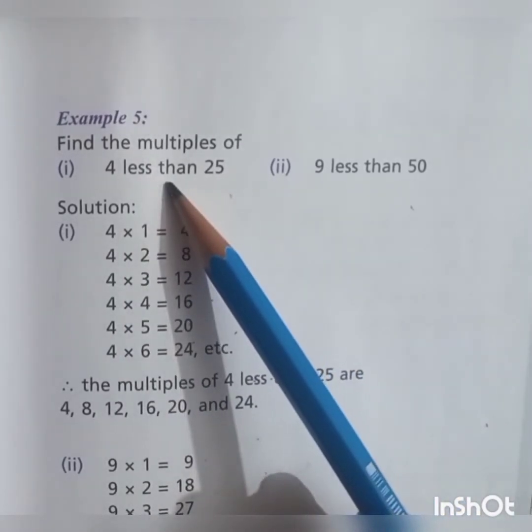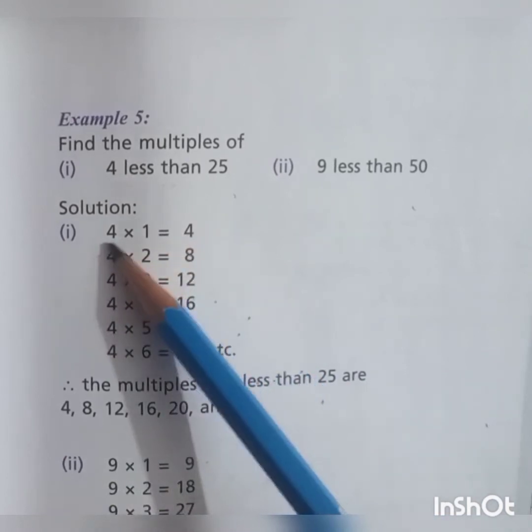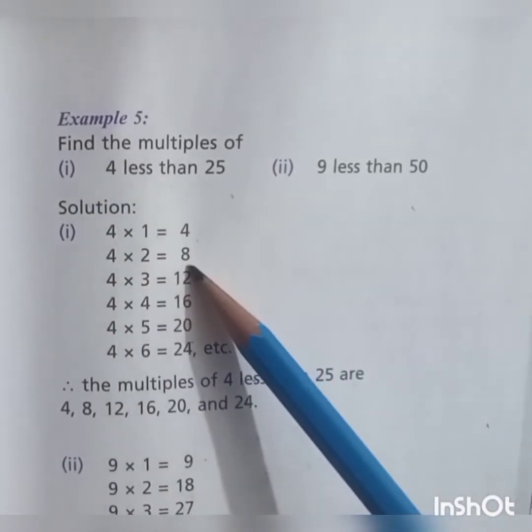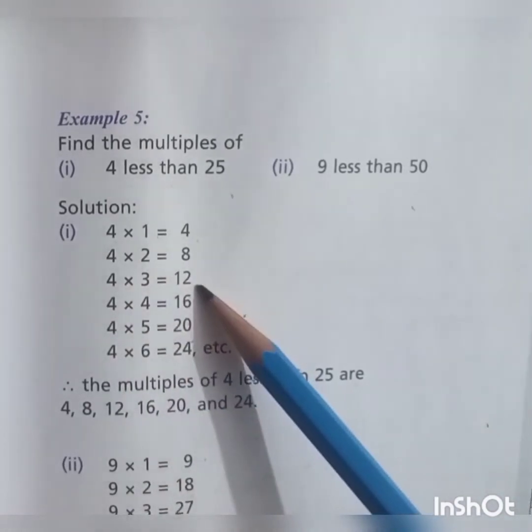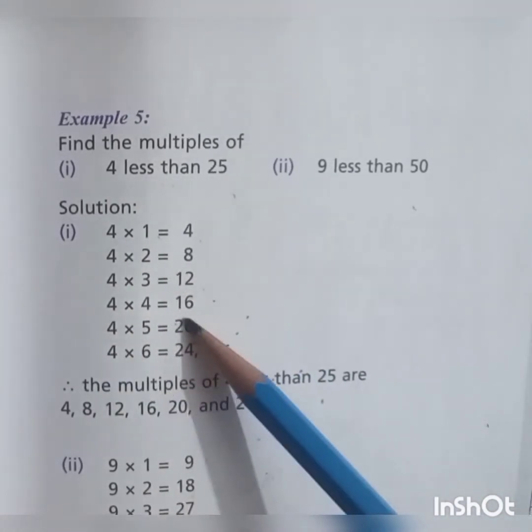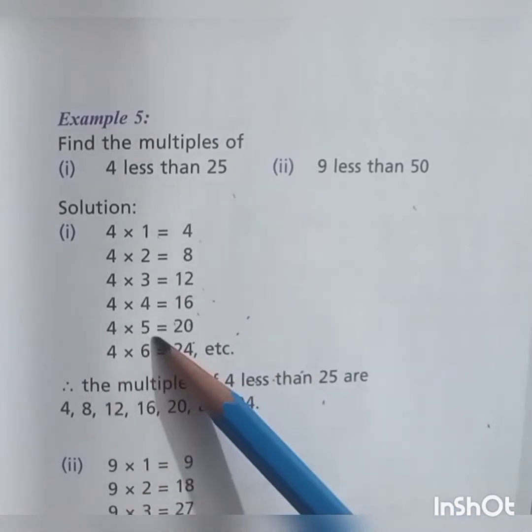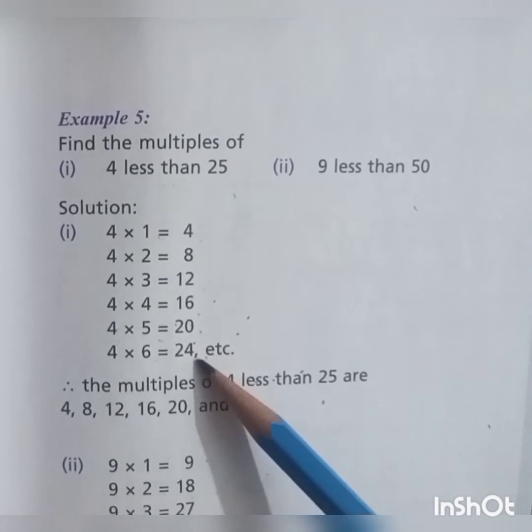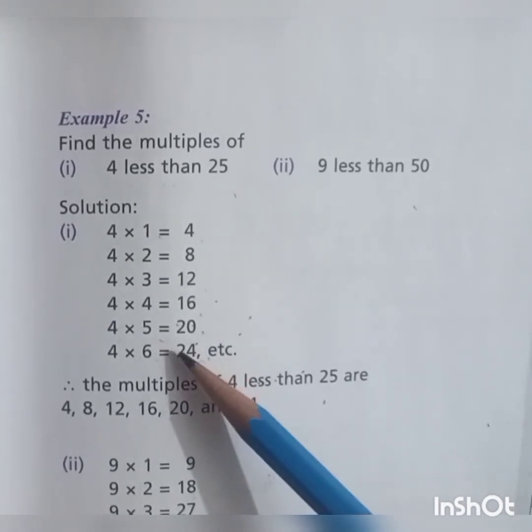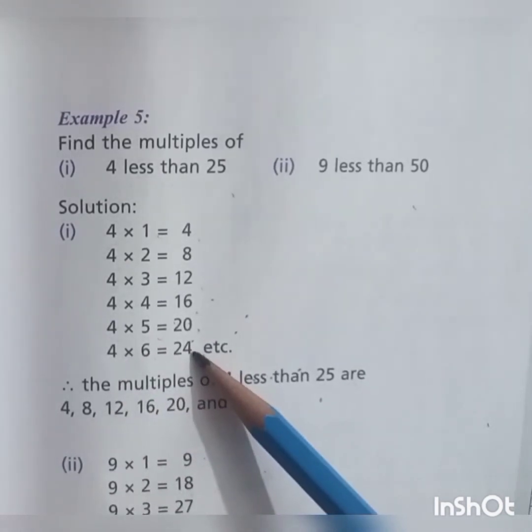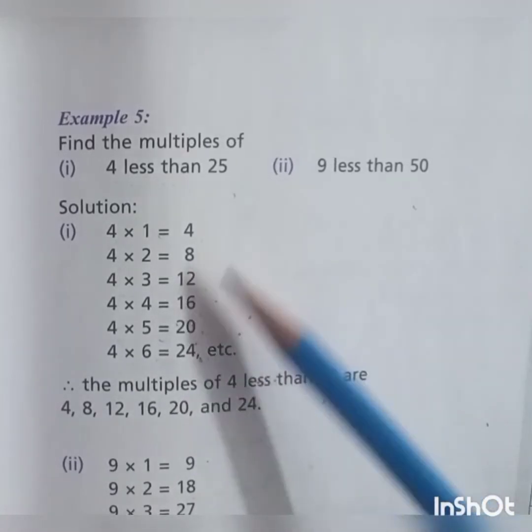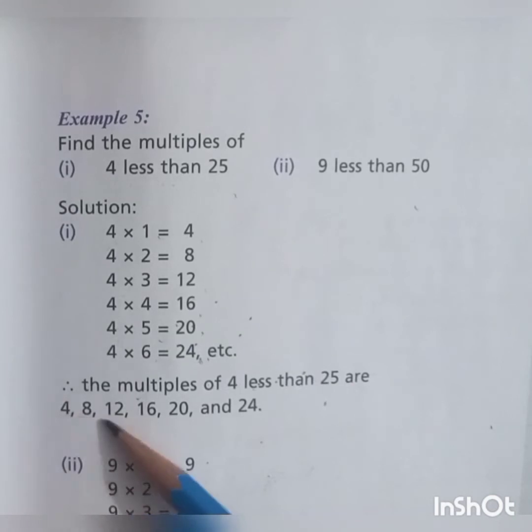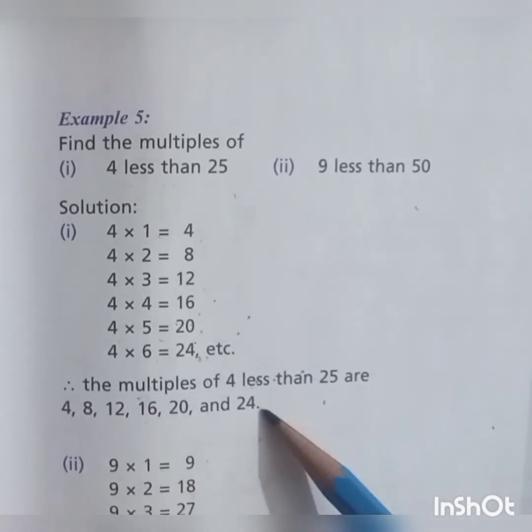So as we know, the multiples of 4 less than 25 are: 4 multiplied by 1, that is 4. 4 multiplied by 2, that is 8. 4 multiplied by 3 is equal to 12. 4 multiplied by 4 is equal to 16. 4 multiplied by 5 is equal to 20, and 4 multiplied by 6 is equal to 24. We can see that by multiplying 4 by 6, the answer is 24, and it is also less than 25, which means that the multiples of 4 less than 25 are 4, 8, 12, 16, 20 and 24.